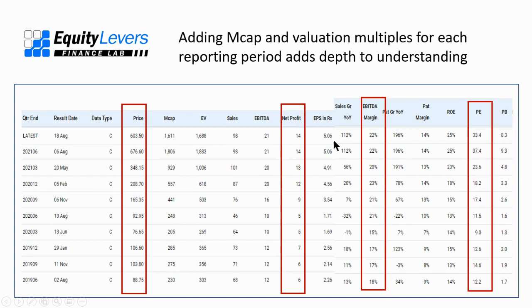Then the sales and the growth ratios are available for each result date separately, and finally it ends up with the valuation ratios. This is truncated. There are more data points after that. So how does this help?